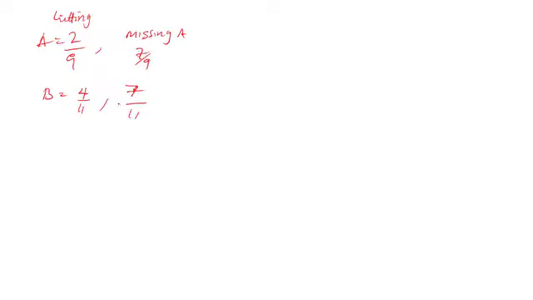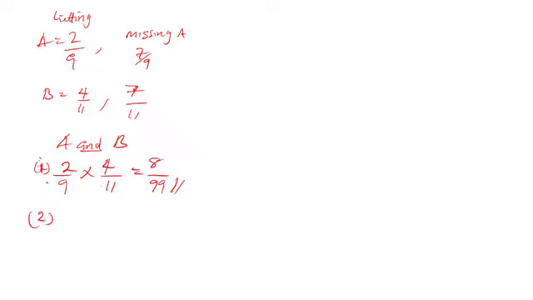Now let's start. What's the probability of both men hitting the target? That is to say, A hits the target and B also hits the target. The word "and" symbolizes multiplication. So our first answer: A hitting the target, 2 over 9, times B hitting the target, 4 over 11. Now 2 times 4 is 8, 9 times 11 is 99. So the probability of both men hitting the target is 8 over 99.